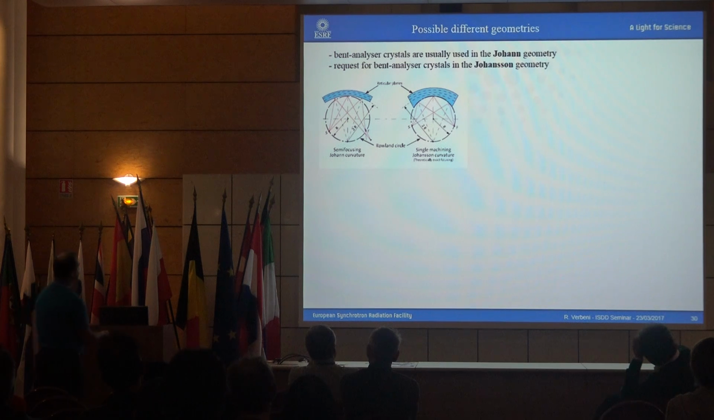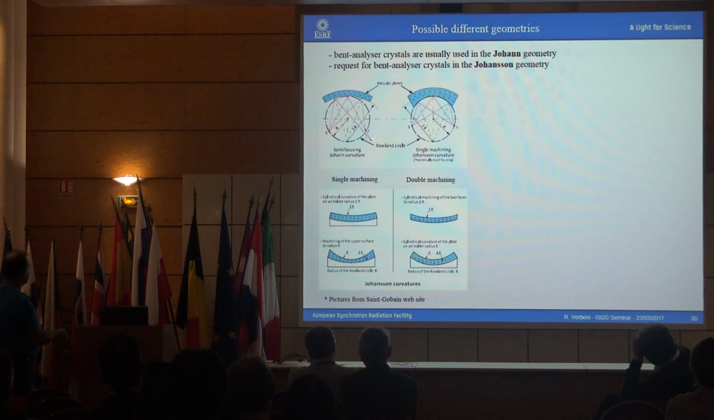There are two ways to produce these analyzers. One is called single machining, and this is double machining. For the moment, I'm doing only this single machining. This consists of bonding your wafer on the surface with curvature 2R, and you machine the second surface with the radius R. This we can do only for curvature radius not lower than 1 meter. 1 meter is okay. Half a meter I cannot do because I cannot bond a very thick wafer.